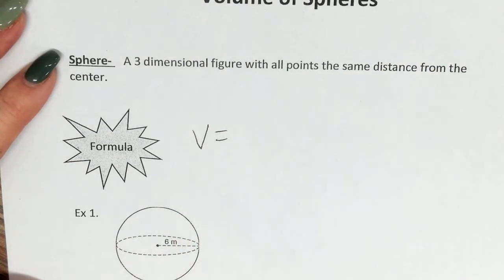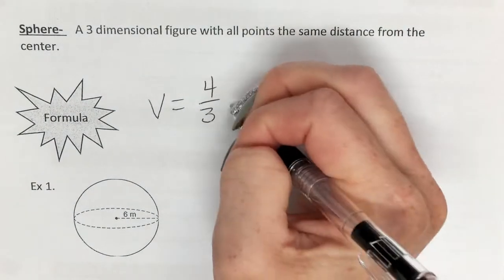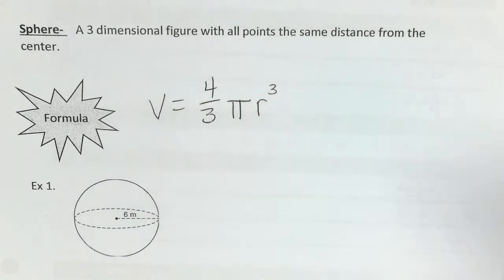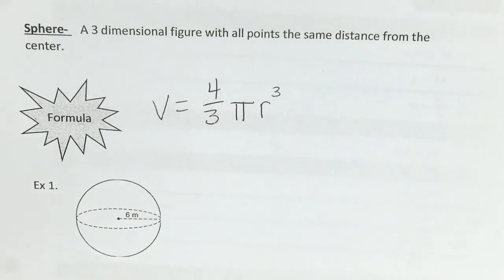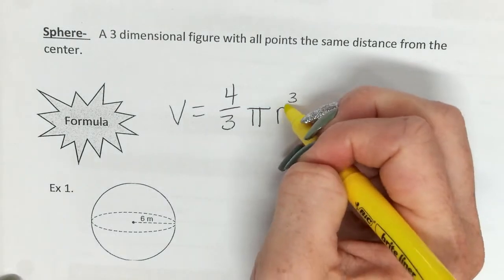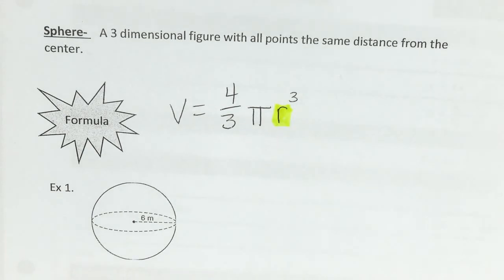Volume equals 4/3 pi times the radius to the third power. So that's the formula that you're going to use all day today for every single problem. You only have to fill in the radius. That's why this formula is so easy. You only have to fill in the radius. Okay, and radius is halfway through.